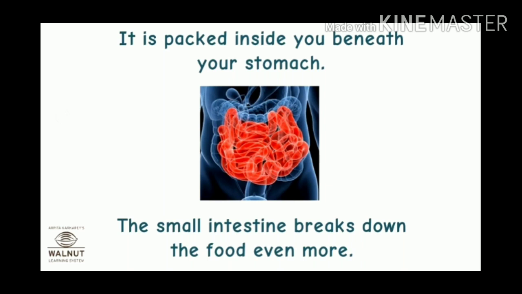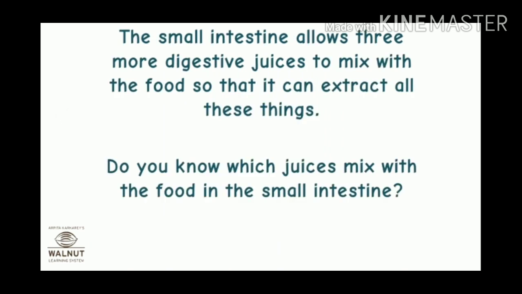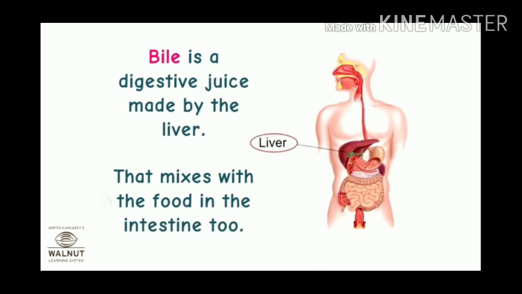The small intestine breaks down the food even more. The small intestine allows 3 more digestive juices to mix with the food so that it can extract all these things. Do you know which juices mix with the food in the small intestine? Yes. Students, bile is a digestive juice made by the liver that mixes with the food in the intestine too. So, students, this is the first secretion which mixes with food.